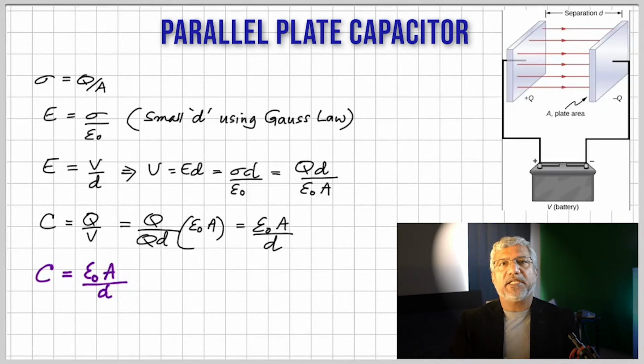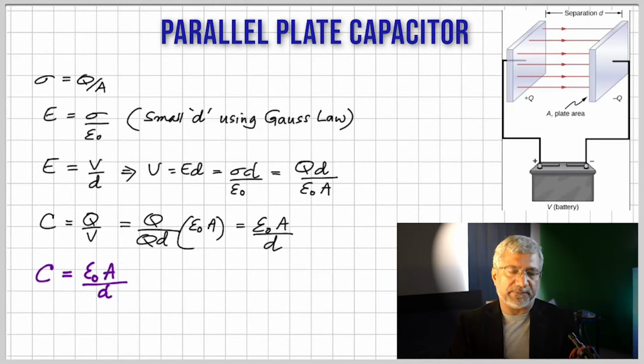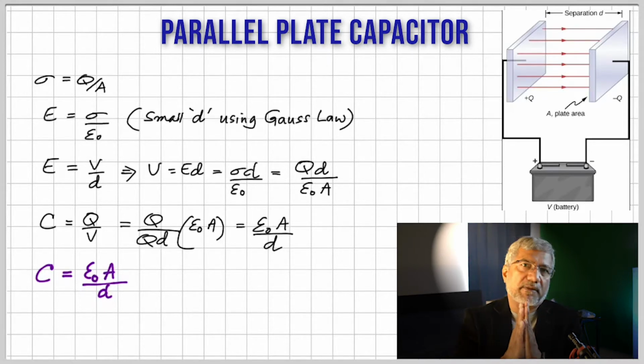I'll write that: 8.85 times 10 to the negative 12. A is the area of the plates. D is the distance between them. So the question is, how do you have an increased capacitance? Well, by increasing the area of the plates and decreasing the distance between the plates.